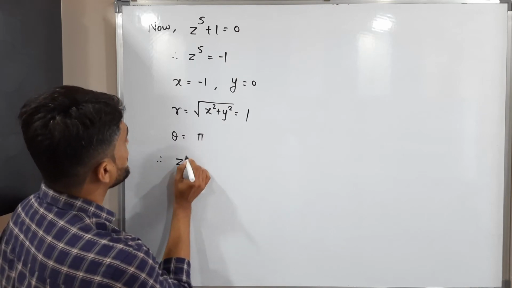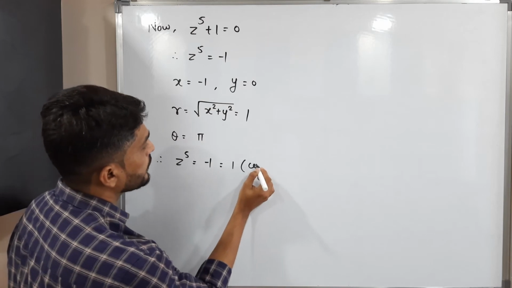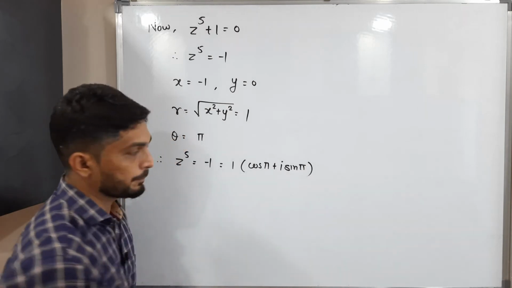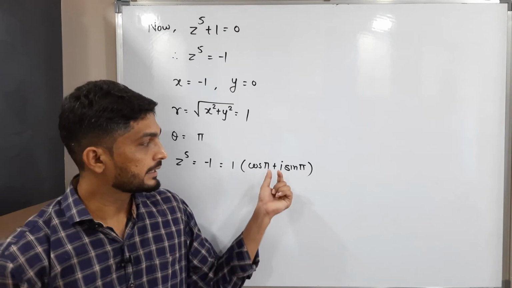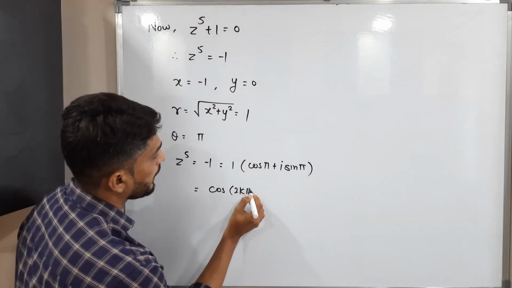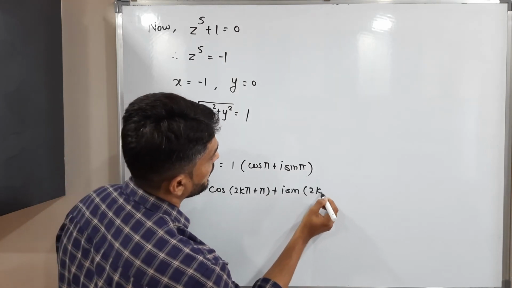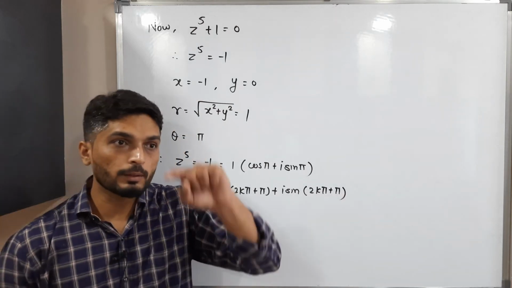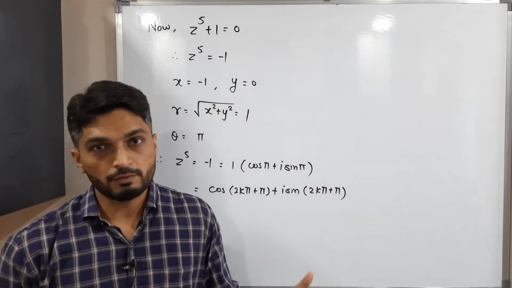Therefore we can express z raised to 5, which is -1, as r, which is 1, times cos theta, that means cos pi, plus i sin theta, that means sin pi. Now what will I do? I am going to add 2k pi in this angle. So we will have cos of 2k pi plus pi, plus i sin of 2k pi plus pi. The reason is the same again: if you complete k complete circles, we reach the same point. So that's why we can do it.